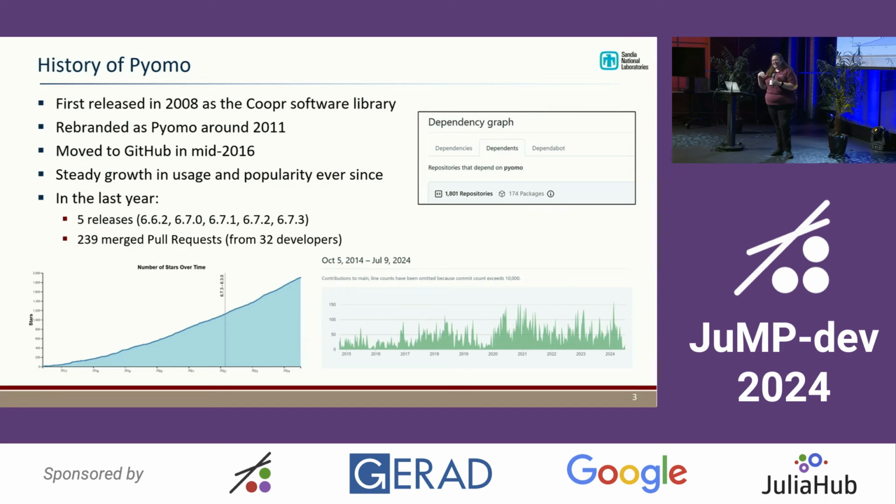I just wanted to give a really brief history of Pyomo. It was first released in 2008 as the Coopr software library. We rebranded as Pyomo around 2011 and moved our development to GitHub in mid-2016. Since then, we've seen pretty steady growth in usage and popularity. According to GitHub, there are around 1,800 repositories and 174 packages that depend on Pyomo. In the last year, we've had 5 releases and around 239 pull requests from around 30 developers. You can see our plot of GitHub stars over time, and if we project that into the future, we should hit about 1 million stars in maybe another 2,000 years, so we'll get there eventually.